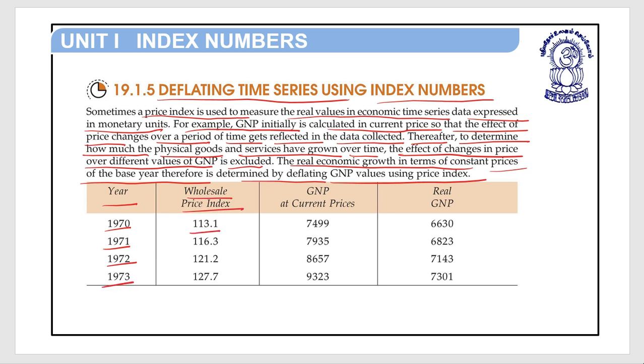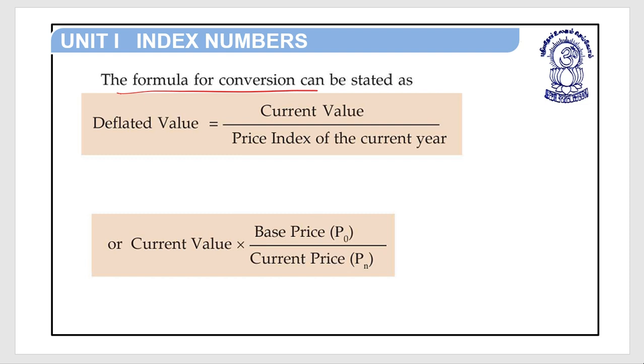Wholesale price index 113.1, 116.3, 121.2, 127.7. GNP at current prices 7499, 7935, 8657, 9323. Real GNP 6630, 6823, 7143 and 7301. The formula for conversion can be stated as: deflated value is equal to current value divided by price index of the current year, or current value into base price P0 divided by current price Pn.